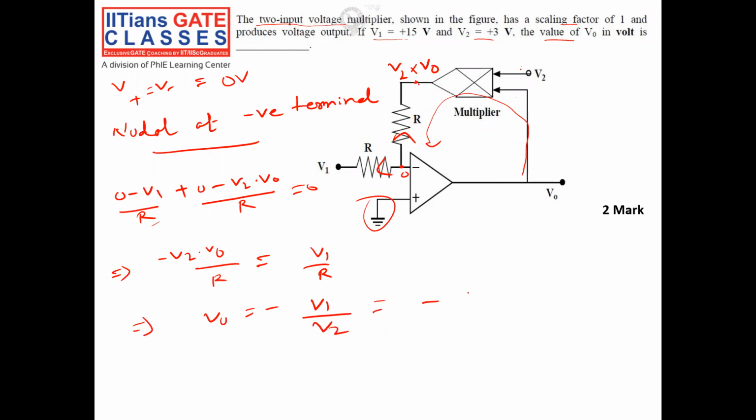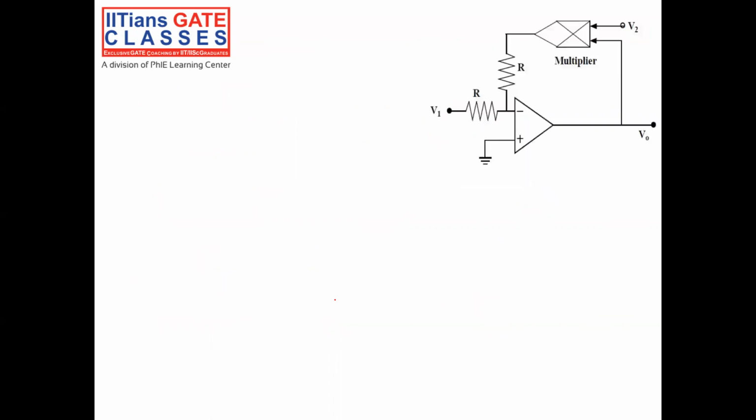V1 is given as 15 volt, divided by V2 which is 3 volt, equal to minus 5 volt. So the output here is minus 5 volt. It's a very easy question. The multiplier output is V2 into V0, then you put a nodal equation here, and you calculate the voltage V0 in terms of V1 and V2. This is a very easy question.